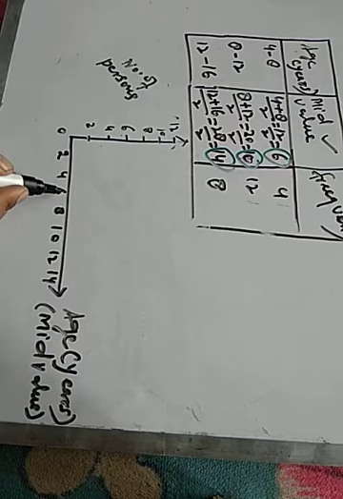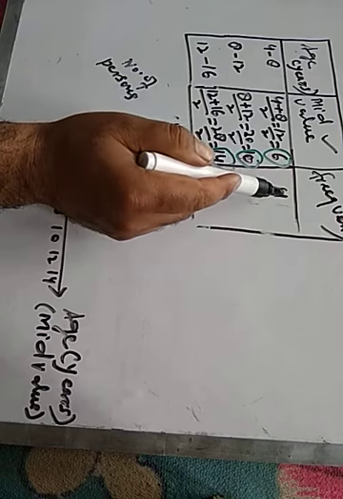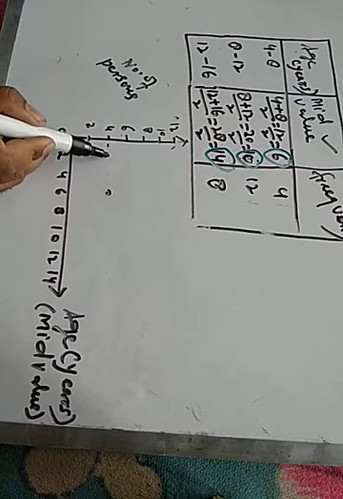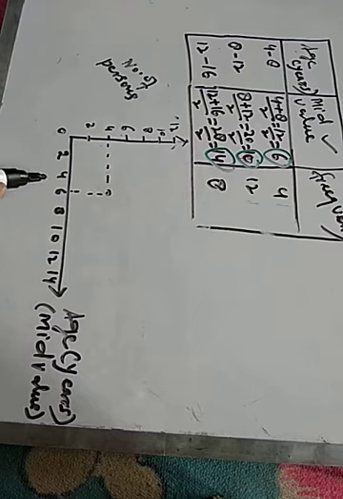For the mid value 6, the number of persons, the frequency of this mid value is 4. Here it will be 4 frequency, and on horizontal it shows the mid value equal to 6. Mid value of age.